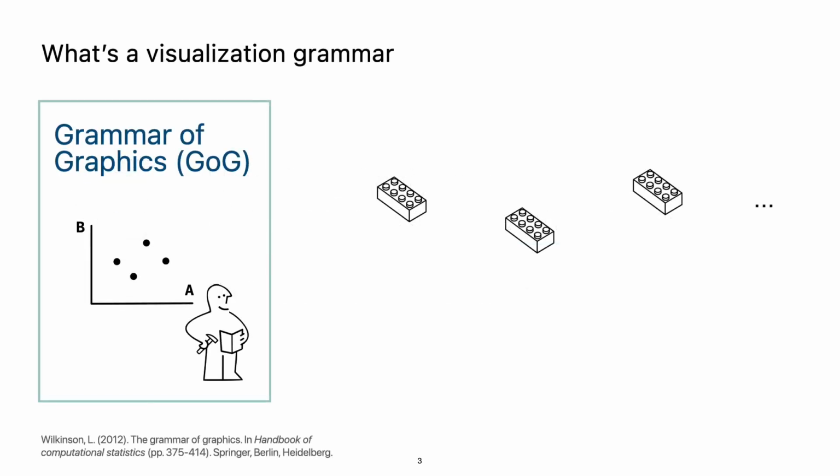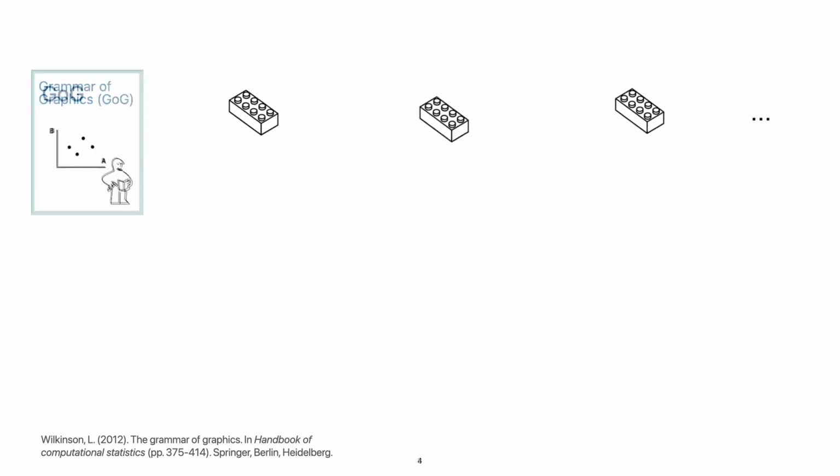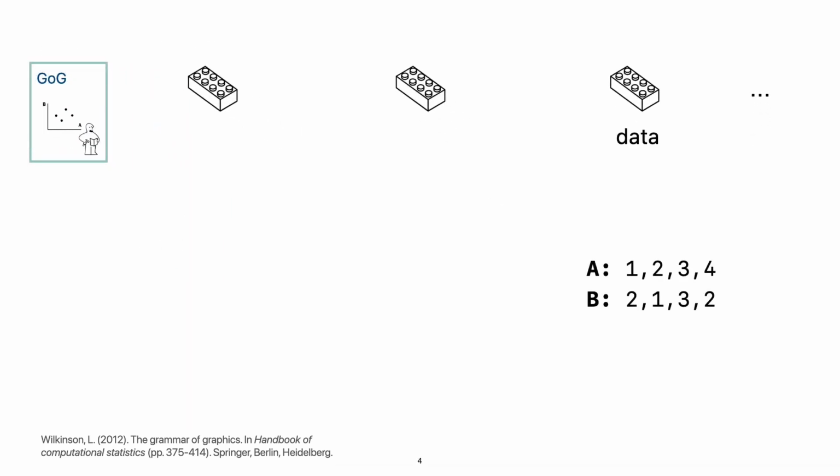First off, I'll briefly define visualization grammar. It's a set of components that map data onto the visuals. The grammar of graphics is the original grammar. To make a scatter plot with it, we first start with the data component. Here are variables a and b. On the other side, we have the visual, called geometry. In this case, the point, and many others like lines and bars are possible.